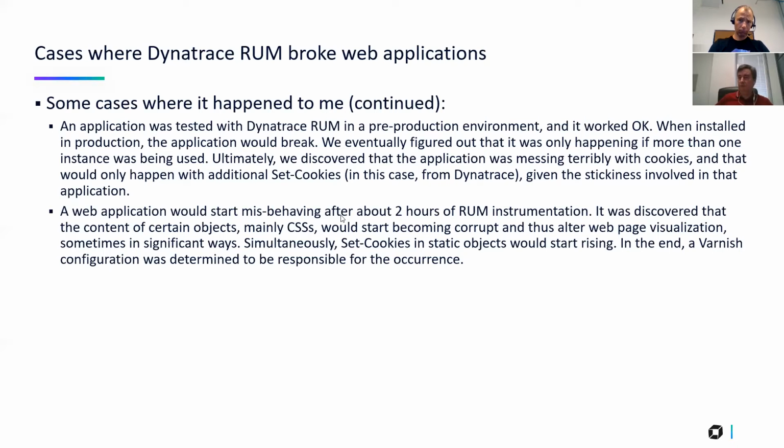The last one was about a specific web application that was only misbehaving some 2 hours after the RUM instrumentation. This one was also quite interesting because there was no direct action. What we discovered afterwards is that in certain cases, certain objects, mainly CSS, were becoming corrupt because they were passing through a varnish cache that was not correctly configured. When the CSS would break, all of the UI in the pages would break too. So these were the 4 cases that we had until now.